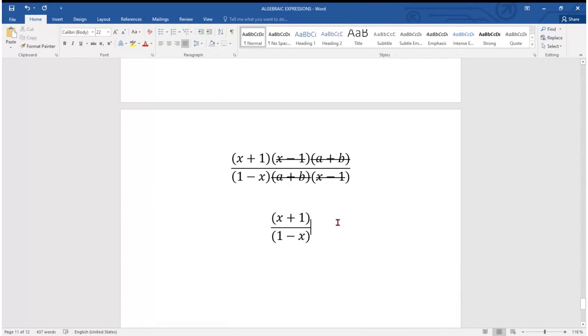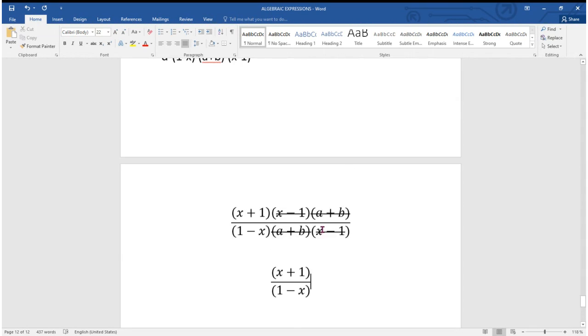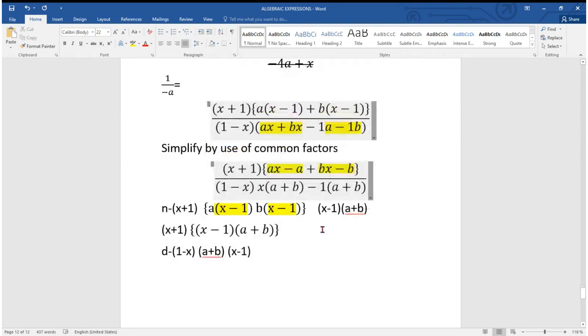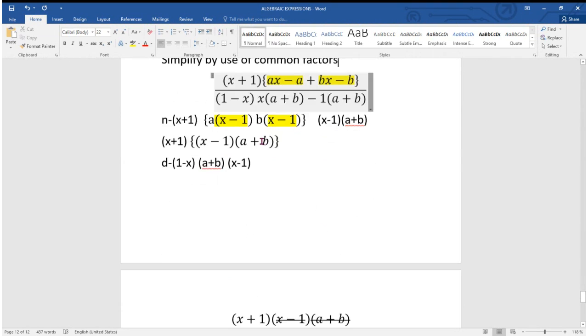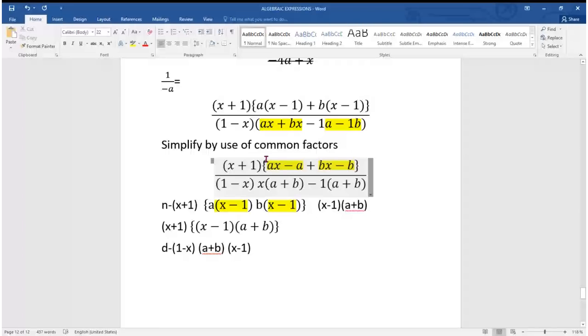I wanted to see whether I could simplify this further. I don't think I can simplify it further than this. So in this particular case, you just have this one as your answer. You have to keep on simplifying: you factorize, and then you simplify by use of common factors. So you have simplified our answer to this by use of the common factors.